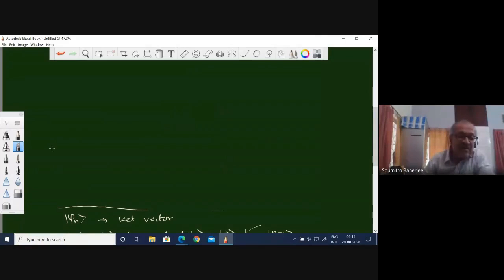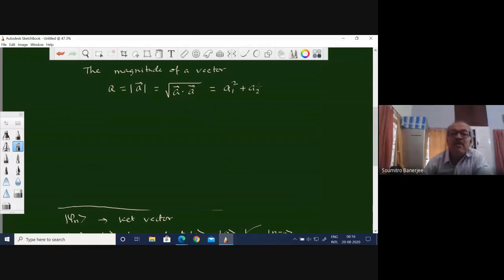Now, the norm of a vector, the magnitude of a vector. How do you calculate that? Say the magnitude of the vector A. This is, if you recall, calculated as the square root of A dot A, right? And this turns out to be the square root of A1 squared plus A2 squared. And this is real and non-negative.